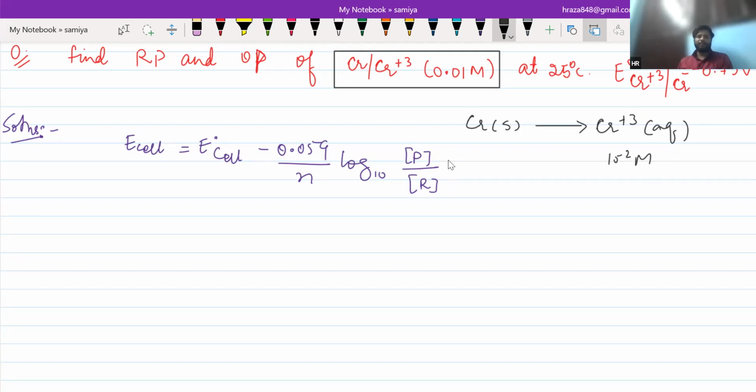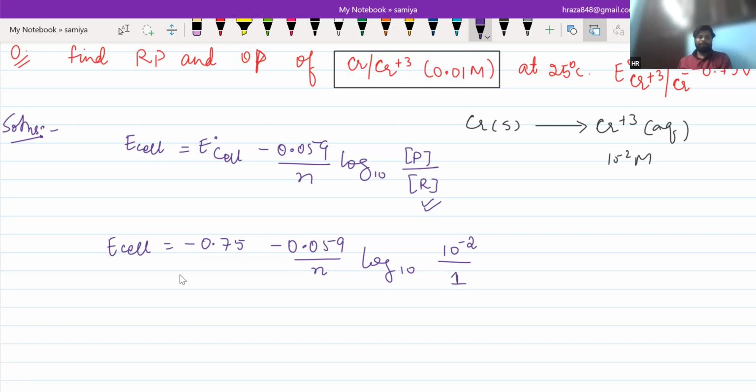Now see, this has a concentration 10 raised to the power minus 2. If you put the values, E cell will be equal to E naught cell, that is minus 0.75, minus 0.059 upon n, log to the base 10. The product has a concentration 10 raised to the power minus 2, and the reactant, it is in solid state, that means we can take 1.